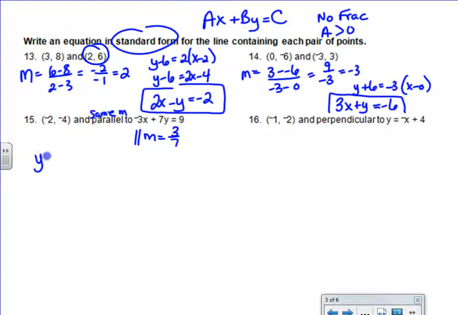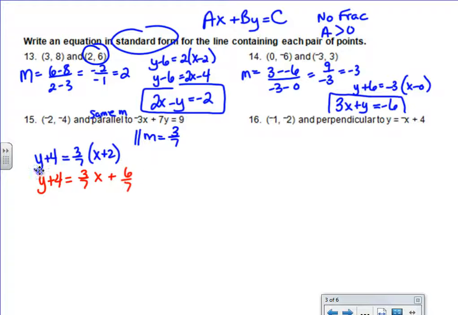So y minus the y-coordinate would be y plus 4 equals 3/7 times (x minus the x-coordinate, which would be x plus 2). Now remember, I'm supposed to do standard form here. You have a couple options. You can get rid of the fraction right this very second, or you could distribute and then get rid of the fraction. I'm going to go ahead and distribute right now, and then I'll worry about getting rid of the fractions. If it became excessively icky distributing this fraction, I would have gotten rid of it in the first step. I'll show you on one of those later on. So this is a 6/7.